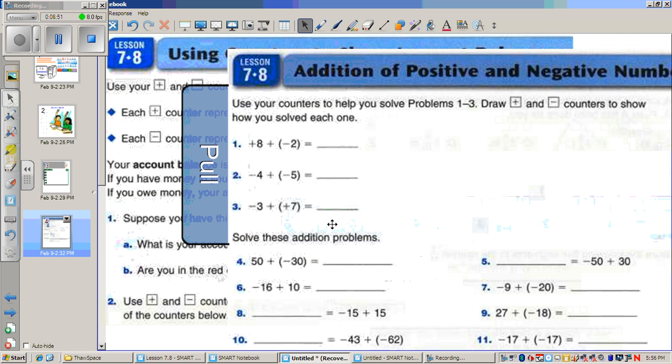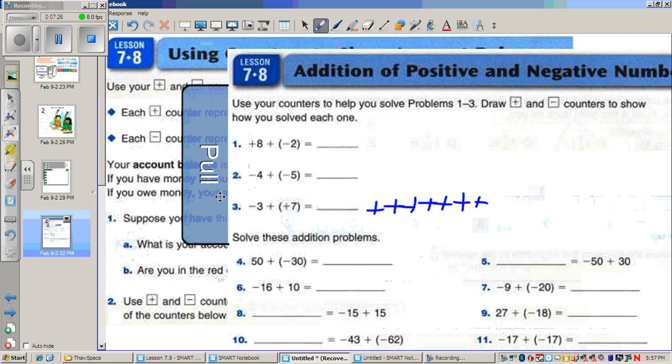Now in number 3, I have 7 positive counters and 3 negative. So I'm going to do this for you so that you can kind of see it. If I draw on my board 7 positive counters, I'll get them over here. So I'm going to do 1, 2, 3, 4, 5, 6, and 7. And then I need to take away 3.